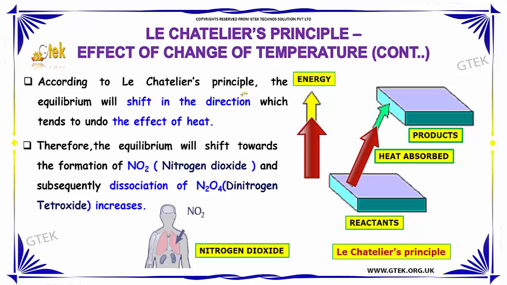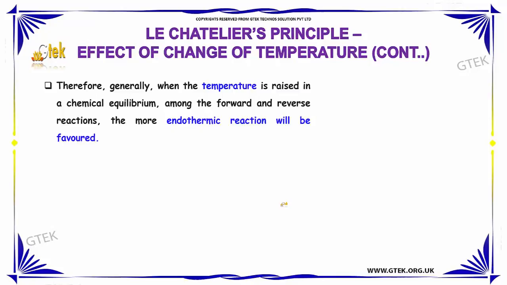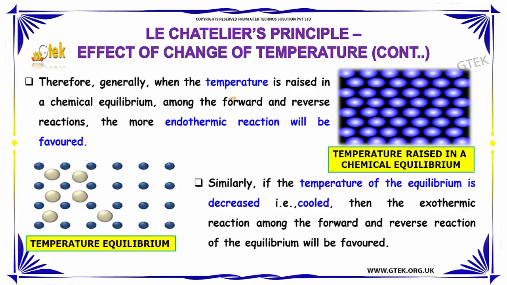According to Le Chatelier's principle, the equilibrium shifts in the direction which tends to undo the effect of heat. So I have the reactant, and the heat is absorbed to give the product. The equilibrium will shift towards the formation of nitrogen dioxide, and subsequently the dissociation of dinitrogen tetroxide increases. Therefore, generally, when the temperature is raised in a chemical equilibrium, among the forward and reverse reactions, the more endothermic reaction will be favored.